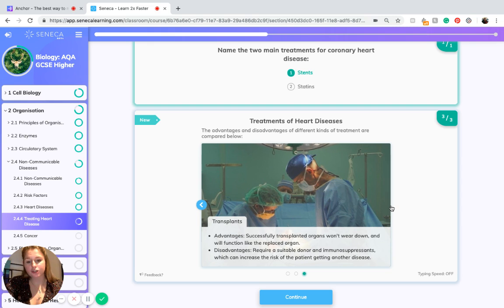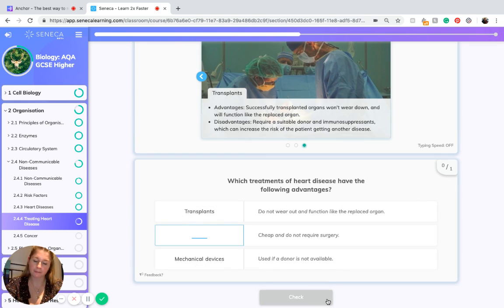And finally, transplants. Successfully transplanted organs won't wear down and will function like the replaced organ, but the disadvantages of them are that they require a suitable donor and immunosuppressants, which are drugs that reduce the effects of the immune system and therefore increase the risk of the patient getting another disease.